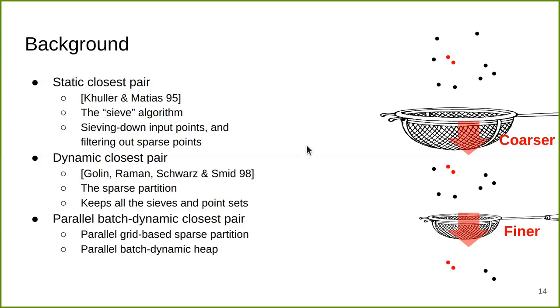For a parallel batch dynamic closest pair, we based our parallel version on the sequential dynamic closest pair. We also use the sparse partition data structure. And specifically, we use the parallel grid-based sparse partition. We also design our own parallel batch dynamic heap to do internal bookkeeping.